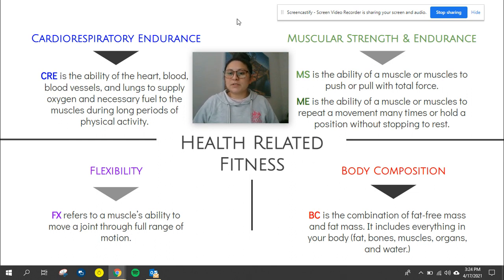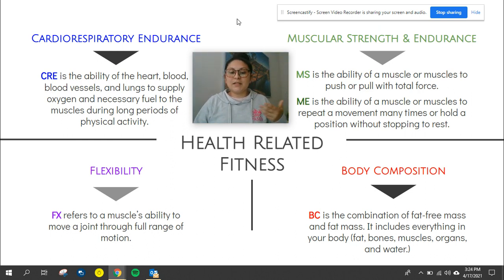For muscular strength and muscular endurance, they work hand in hand, because in order for you to build your muscular endurance, you have to work on your strength to get there. So, for example, if you are doing push ups and it's brand new to you and you can only do three, once you keep practicing, you'll eventually get up to your 10, your 15 push ups. So, they work really closely together.